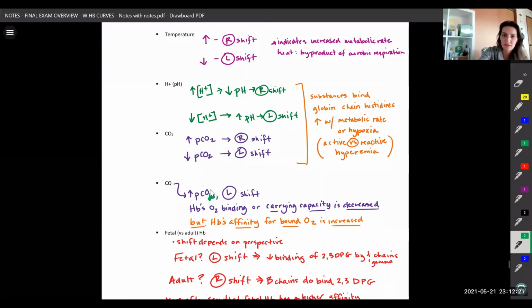And there's two reasons for this occurring here. Hemoglobin's oxygen binding or carrying capacity overall is decreased. Less oxygen is being bound if more CO is being bound and carried in the same way that the oxygen would be. At the same time, hemoglobin actually has an increased affinity for the oxygen it has already bound. So hemoglobin's affinity for bound oxygen actually increases. And so it's holding on to the oxygen it's already carrying more tightly when CO is present. And that produces the left shift on our curve.